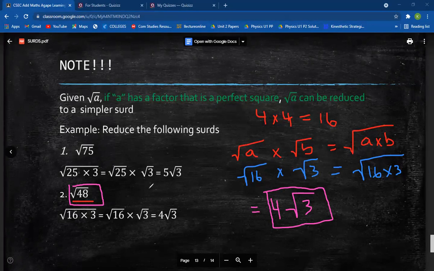If you punch out into a calculator, the answer you get when you put in this would be the same as the answer you get if you put in this.